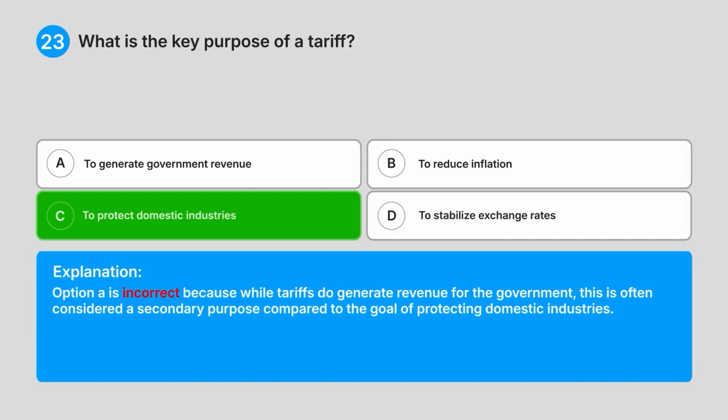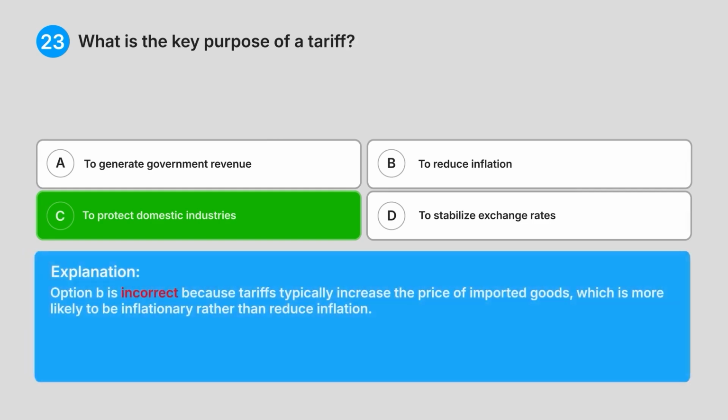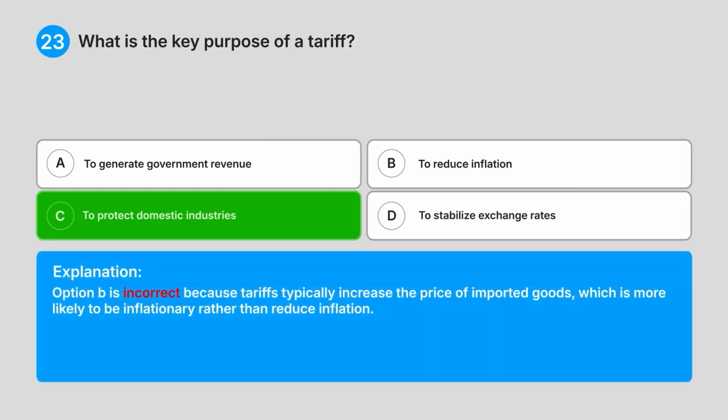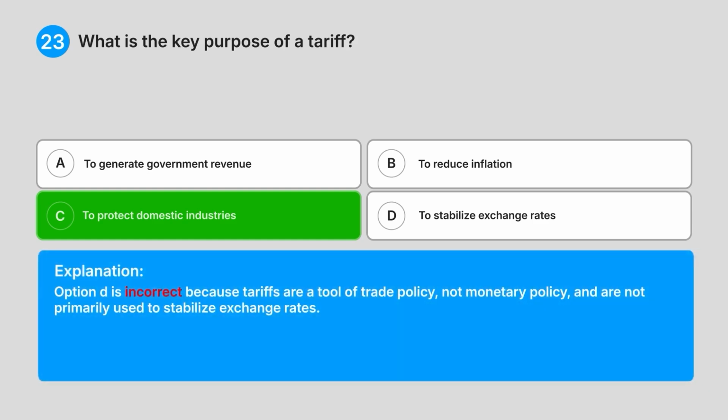Option A is incorrect because while tariffs do generate revenue for the government, this is often considered a secondary purpose compared to the goal of protecting domestic industries. Option B is incorrect because tariffs typically increase the price of imported goods, which is more likely to be inflationary rather than reduce inflation. Option D is incorrect because tariffs are a tool of trade policy, not monetary policy, and are not primarily used to stabilize exchange rates.